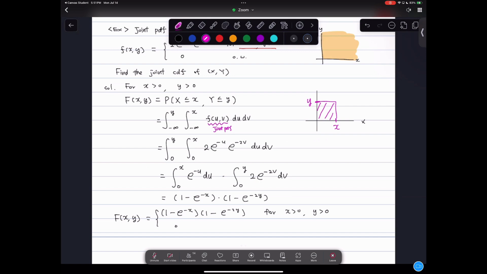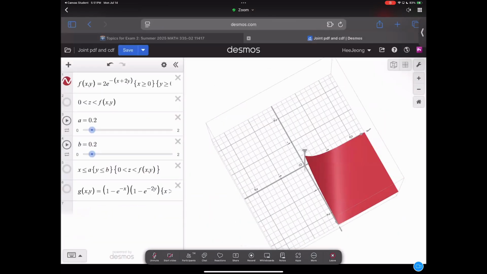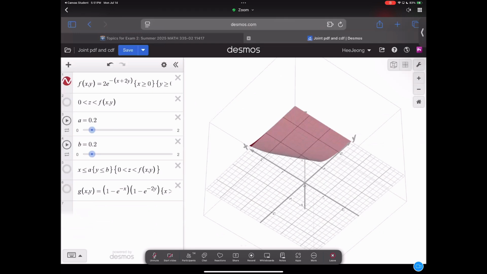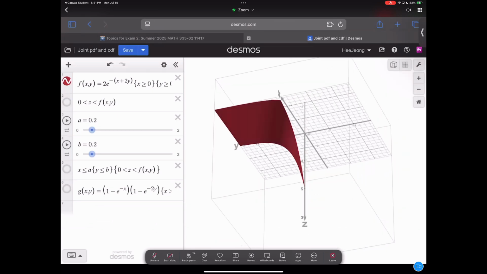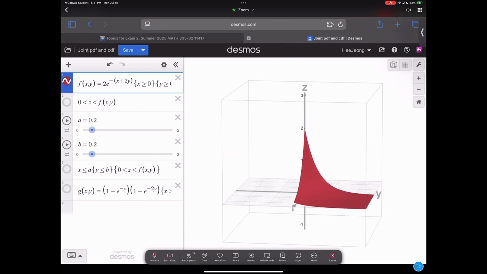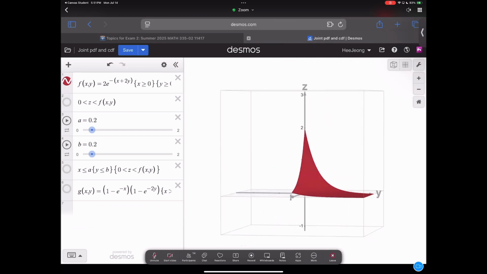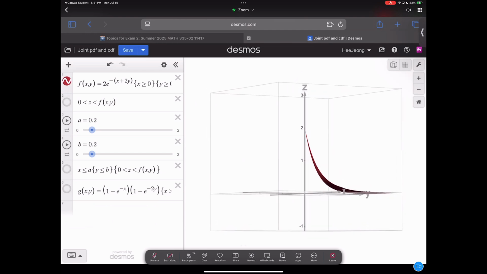So let me show you, I think I pictured it for you just in case. So this is what I have. Let's get it done. So this is the example that we just did. Let me do the rotating. So this is my x, and here's my y. So this is my joint PDF. It looks like this.